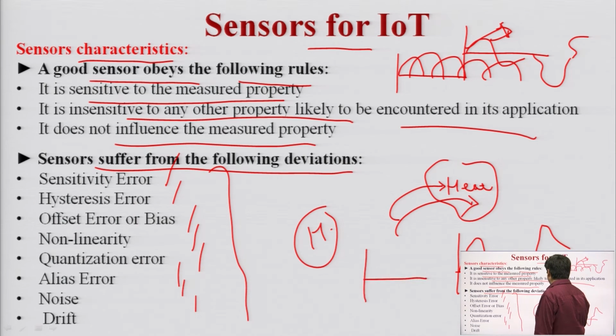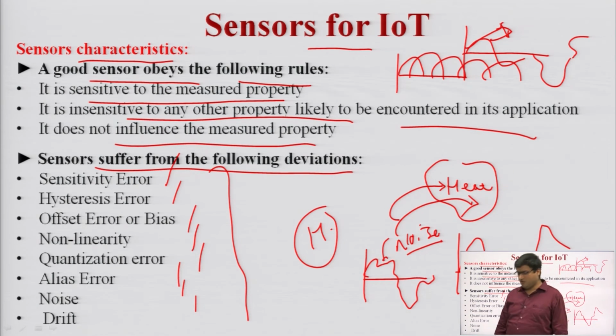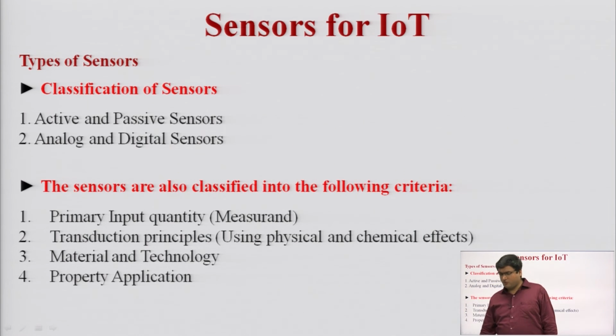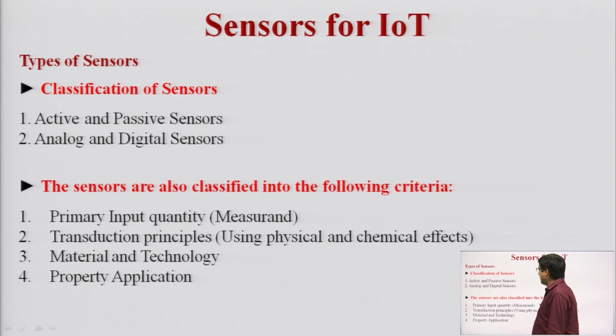Noise means that in the original information there may be some noise added along with the environmental parameters. Drift in the signal is also a characteristic of a signal, and it needs to be taken care of while designing any sensor. So, what are the types of sensors? There are classifications of sensors.